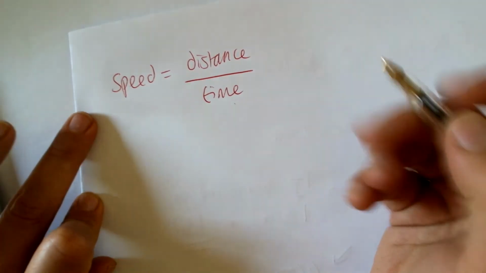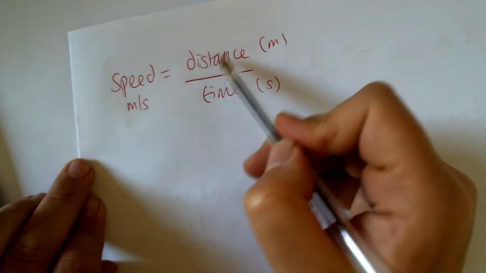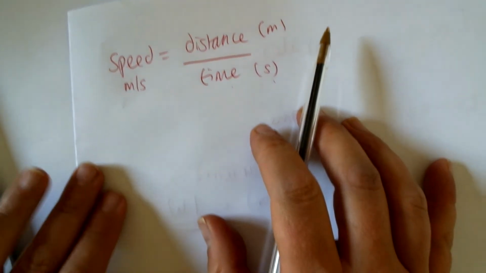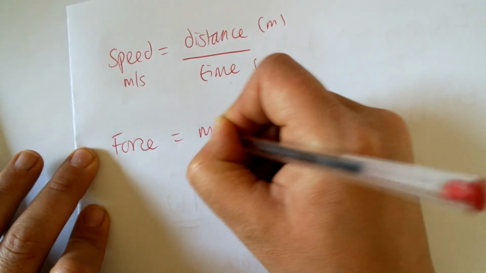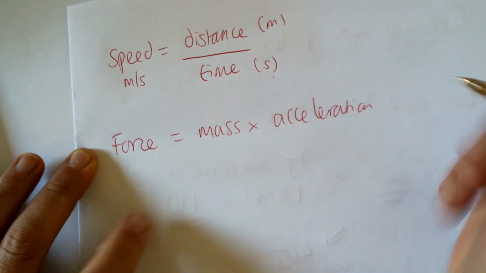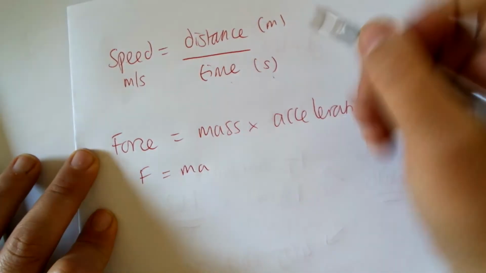Anyway, speed equals distance over time, so usually meters per second, meters and seconds, but it could be miles and hours, in which case it would be miles per hour. Okay, what else have we done? We've done force equals mass times acceleration. That's Newton's second law. So often just F equals ma. Quite often s equals d over t.